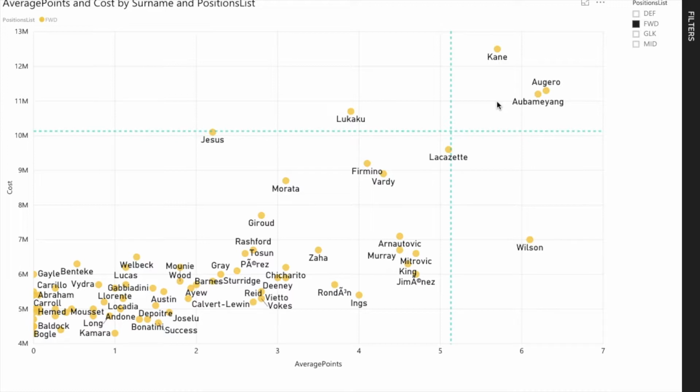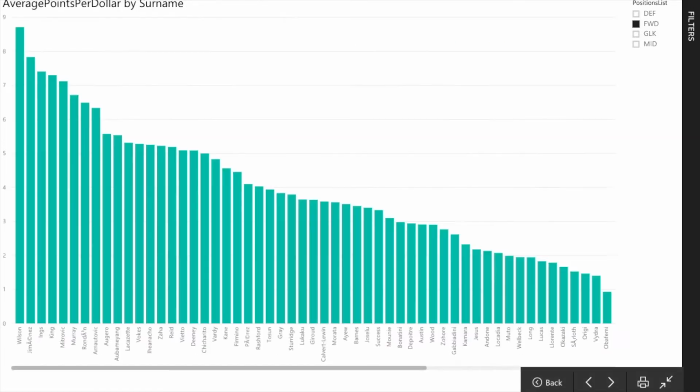Now, let's move on to budget forwards. My definition of budget is someone who costs less money but also delivers you a lot of points. A really great indicator of this is average points per dollar. So we took average points and divided by the current market value. We get a graph like this.